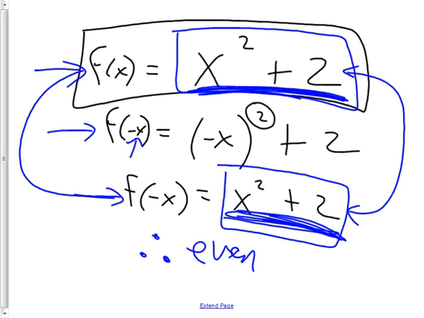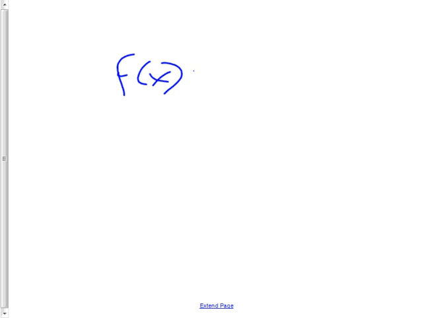Okay, what if I had stuck it in there and it hadn't worked? Then I would know it was not even. Let's do one like that. Here's my new function. f of x is equal to x minus 2 squared. Actually, no, that's going to be too complicated. Sorry. I'm going to do x to the third minus 1. There we go. Okay, there's my original function.